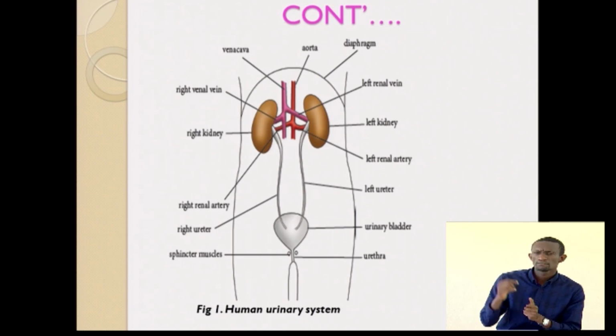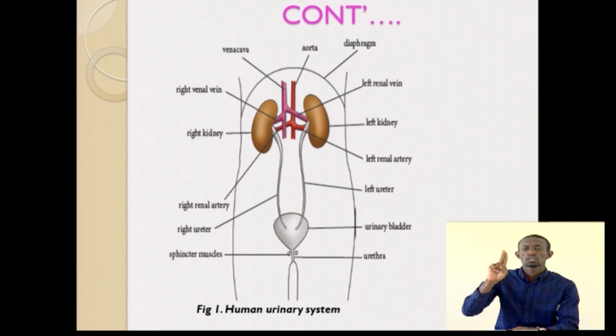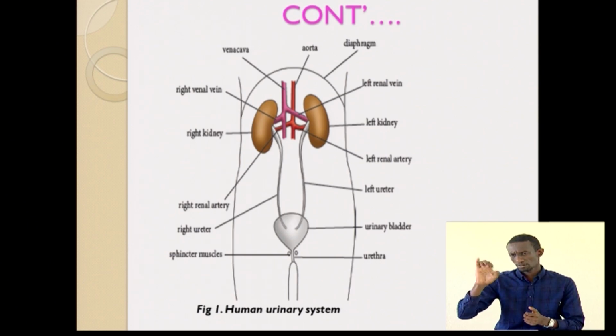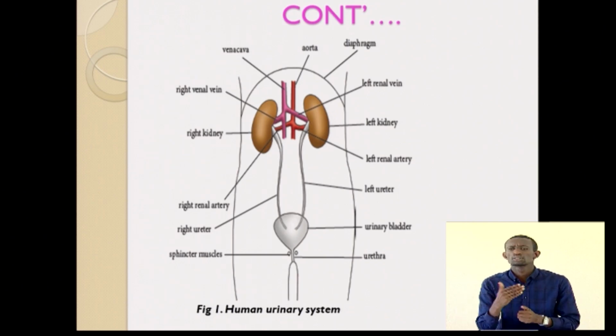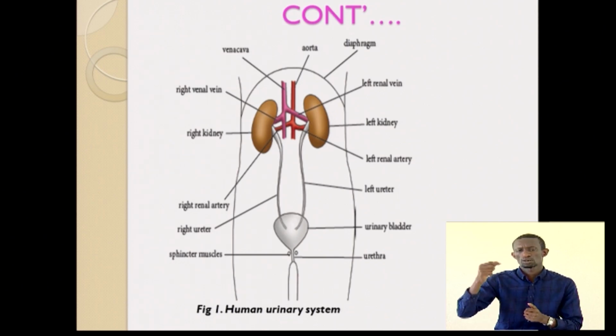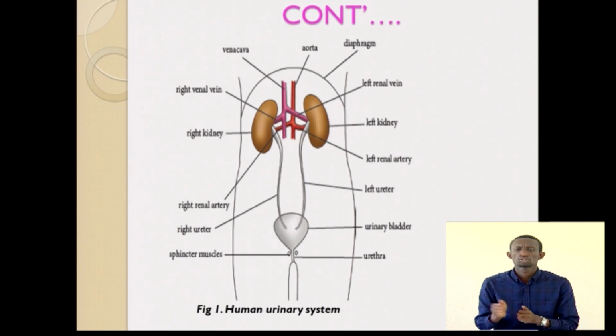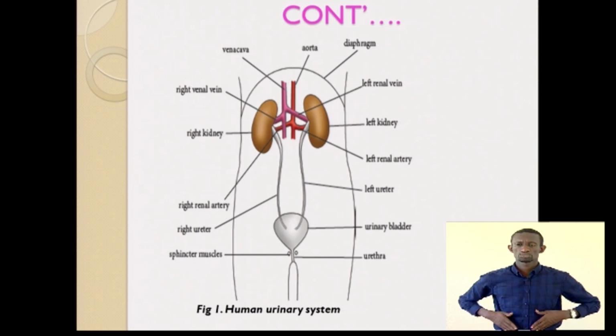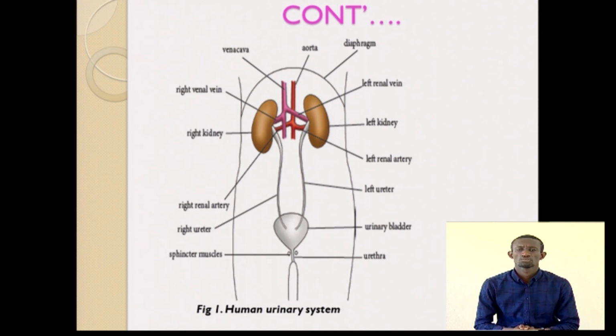We have the aorta. We have the vena cava. We have the diaphragm. We have the left renal vein. We have the left kidney. We have the right kidney. We have the left renal artery. We have the right renal artery.